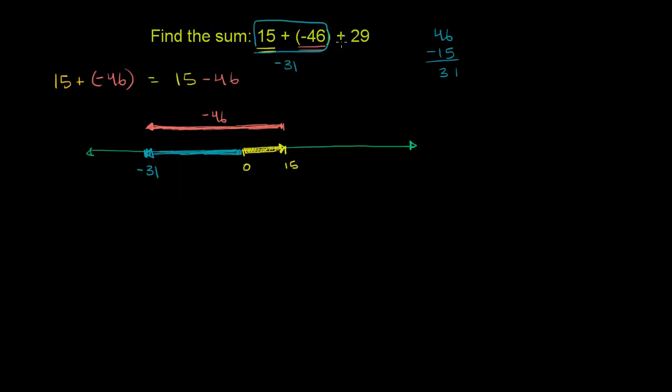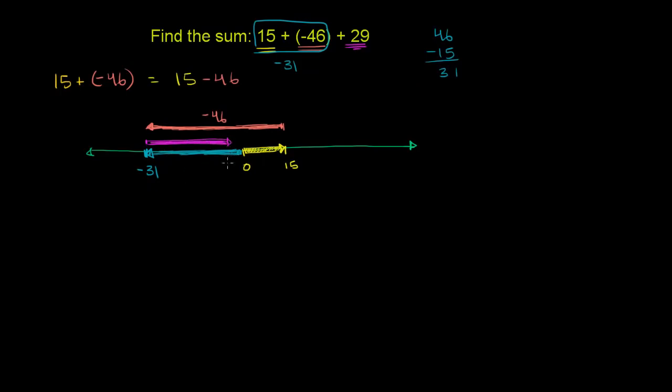And then to that, we are going to add 29. Let me do that in another color. So what does that mean? That means that we're going to start at negative 31, and we're going to move 29 to the right. We're adding 29, so we're going to move 29 to the right. So maybe that gets us right about there. Let me draw a cleaner looking arrow of length 29. So then we're going to move 29 over to the right. That's the 29 part, so this is a positive 29.